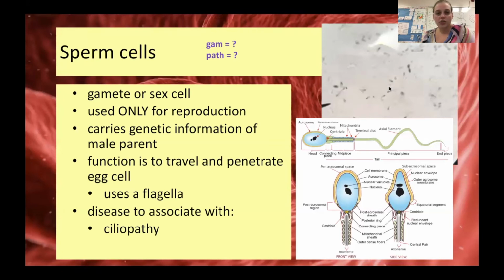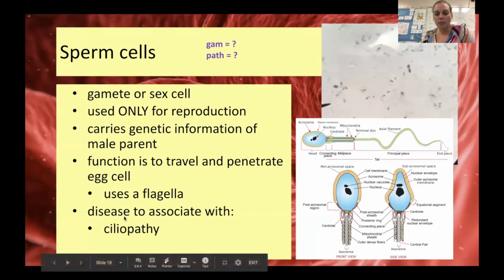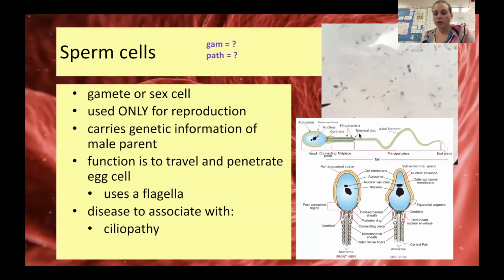And diseases to associate with sperm cells are ciliopathy. Ciliopathy is when this flagella either isn't formed correctly, so it doesn't work, or it's not formed at all. And in ciliopathy, as you can imagine, these males are going to be sterile because they cannot deliver that genetic information to the egg. This is a sperm cell from the top, and this is if you were looking at a sperm cell from the side. It's got a little bit more pointy structure to it.